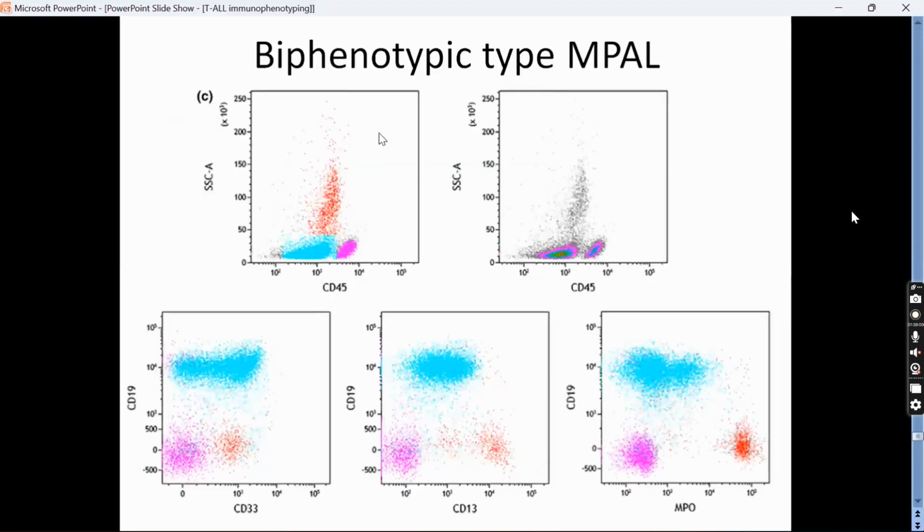So this is a case of biphenotypic leukemia, where the population is highlighted in this particular blue color.